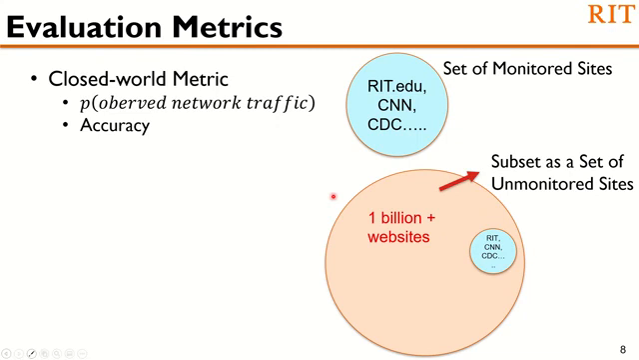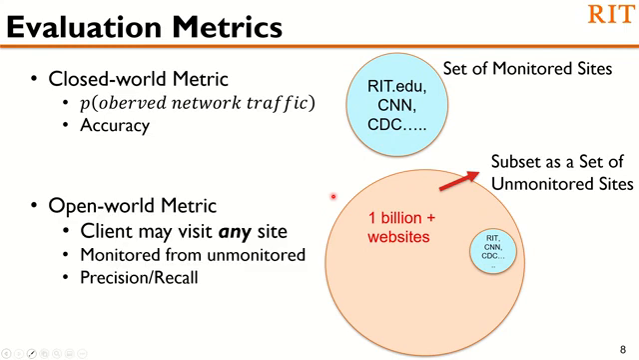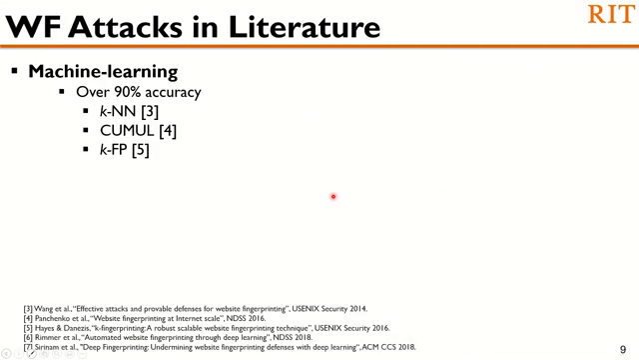This is why we also evaluate the website fingerprinting attack in the open-world setting. The closed-world metric gives us confidence in the classifier before performing the open-world experiments. The sites which do not belong to the monitored set are called the unmonitored sites. In this setting, we use precision and recall to measure the performance of the attack.